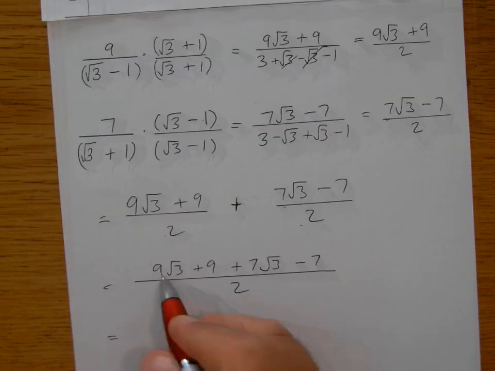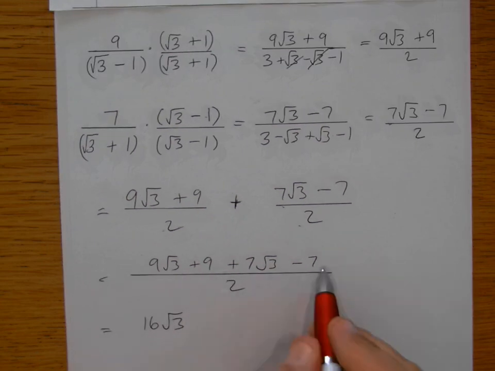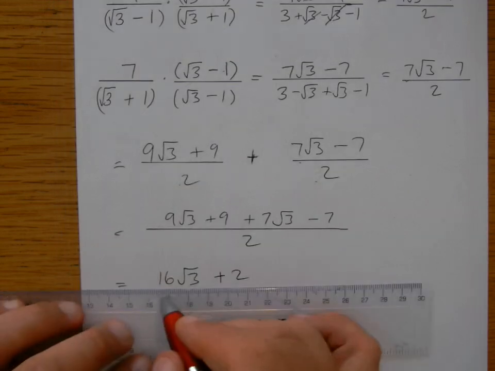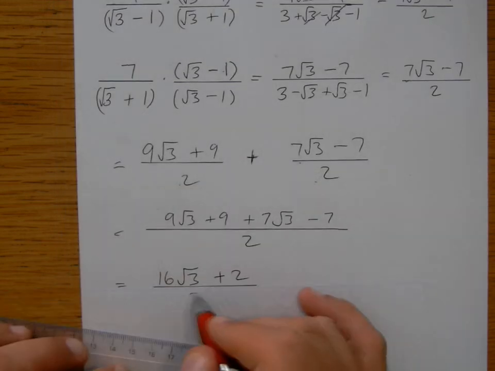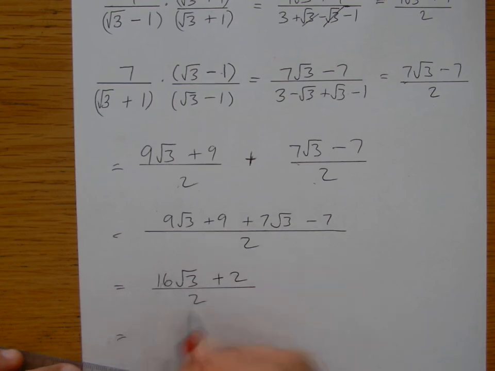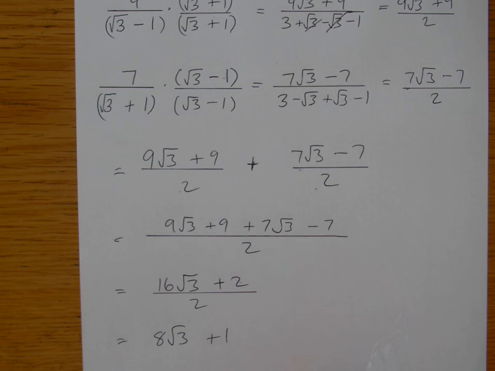This then becomes 9 add 7 is 16, so 16 root 3. 9 take away 7 is plus 2. Divide by 2 then, and what's nice then, both are even at the top, so you could divide this by 2. 16 divided by 2 is 8. 2 divided by 2 is 1. So our answer will be 8 root 3 plus 1.